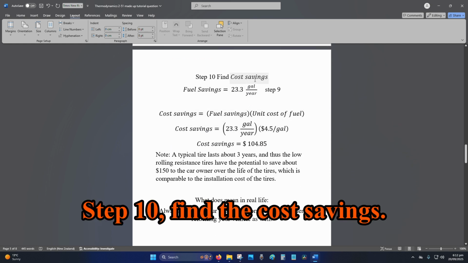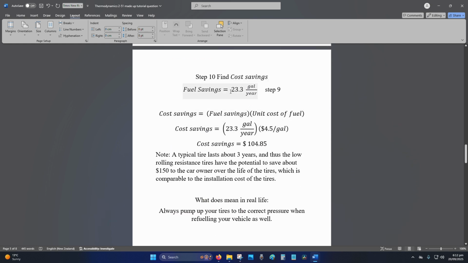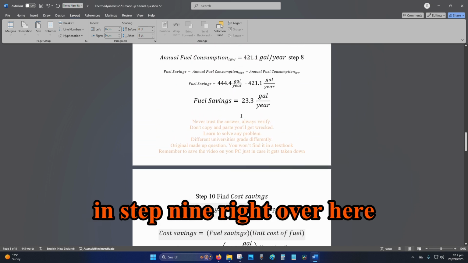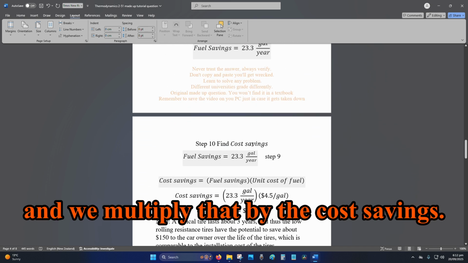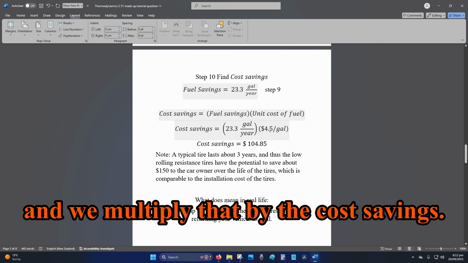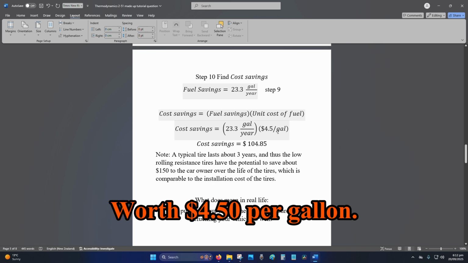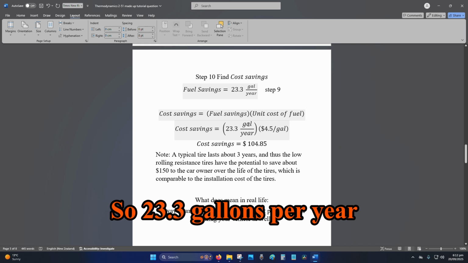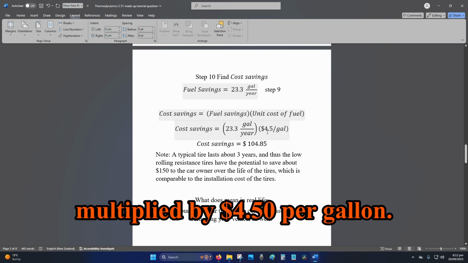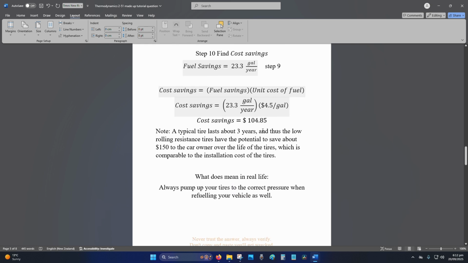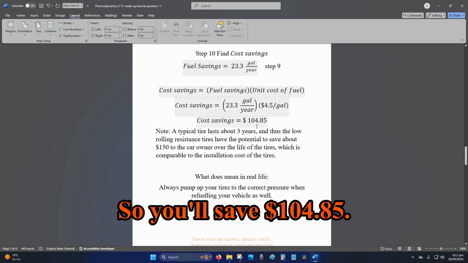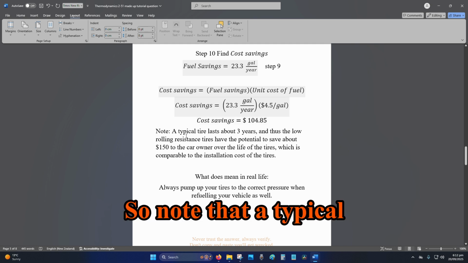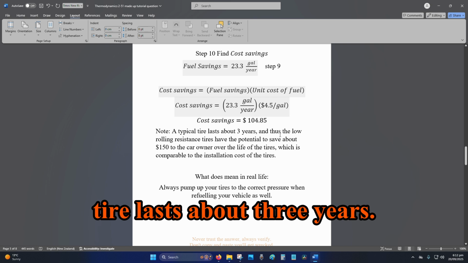Step 10, find the cost savings. We found our fuel savings in step 9, right over here, and we multiply that by $4.50 per gallon. So 23.3 gallons per year multiplied by $4.50 per gallon. You'll save $104.85. Note that a typical tire lasts about 3 years.